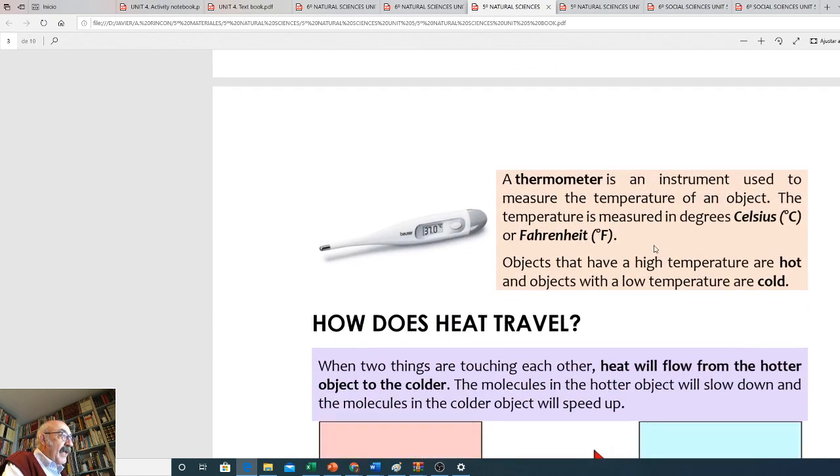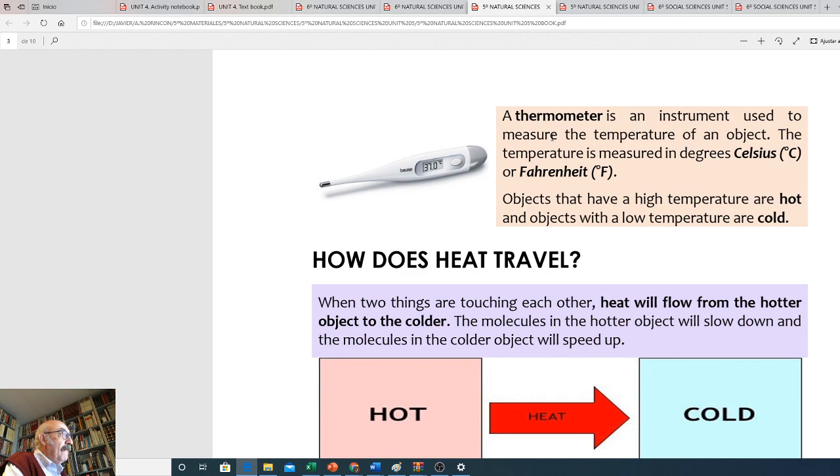And then the next page you have this part. So a thermometer is an instrument used to measure the temperature of an object. As you know, this is easy. Good. The temperature is measured in degrees Celsius or Fahrenheit. Celsius is normally the scale we use in Spain, in France, in Italy, normally in Europe. But Fahrenheit is the scale that is used by English people, American people in the United States. Okay? So they are two different scales of temperature.